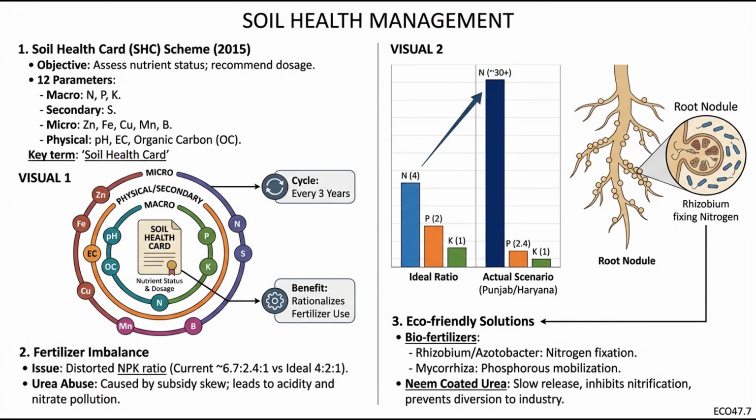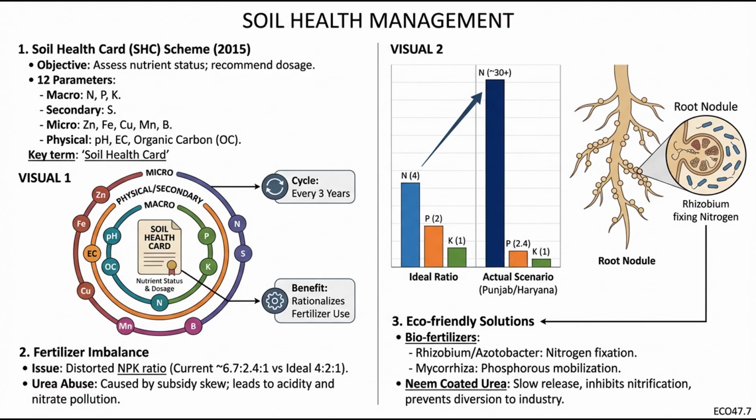Agriculture cannot sustain itself if we treat soil like an inert, distinct container for chemicals. We must manage it as a living system, which brings us to soil health management. In 2015, the government launched the Soil Health Card or SHC scheme. The objective was to stop farmers from flying blind. Before this, fertilizers were applied based on guesswork or habit. The SHC acts like a medical report for the soil.